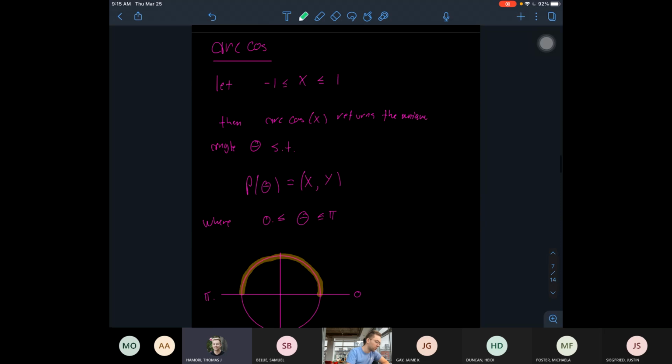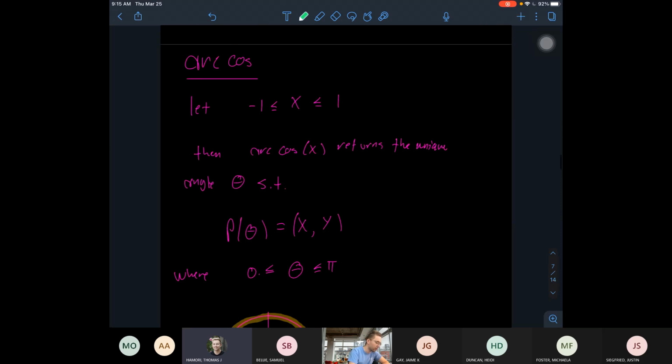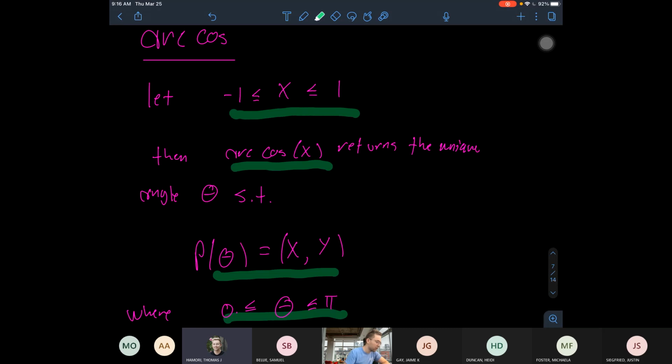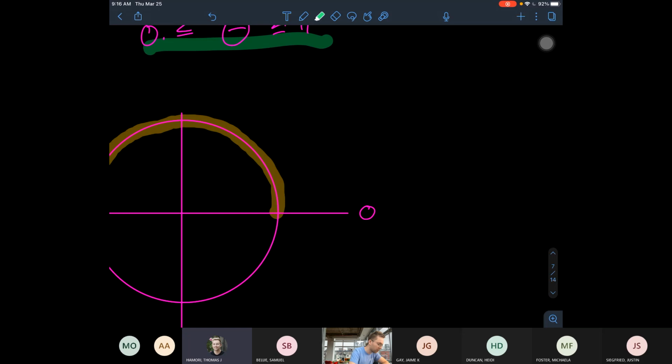But here's how it's going to work. For arc cosine, let x be some number which is in the range of cosine. So x is one of the widths which a point on the unit circle can take. Then arc cosine of x is going to return the unique angle theta such that theta points at the point x comma y on the unit circle which is on the top half of the unit circle. So for sine, we only consider the right half of the unit circle, and for cosine, we only consider the top half.